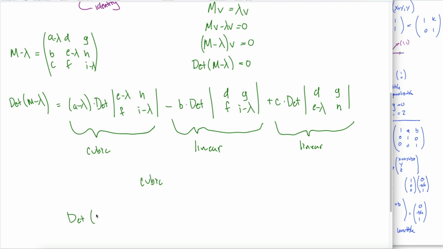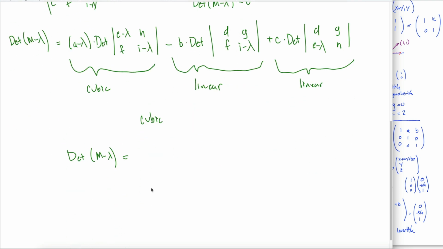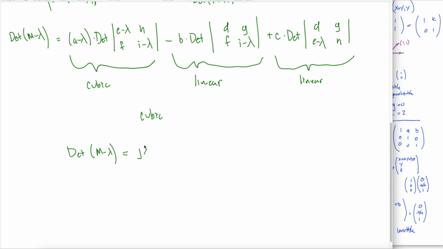What I'm saying is the determinant of M minus lambda is, let's see, I've used letters up to I so far, so sure, J, why not? J lambda cubed plus K lambda squared plus L lambda plus M for some constants J, K, L, and M. Eigenvalues are just the roots of this polynomial, in other words, values of lambda that make this thing equal to 0.